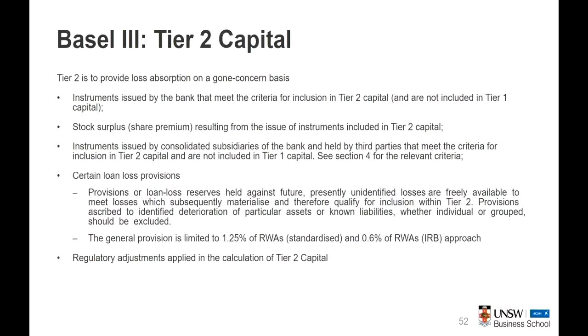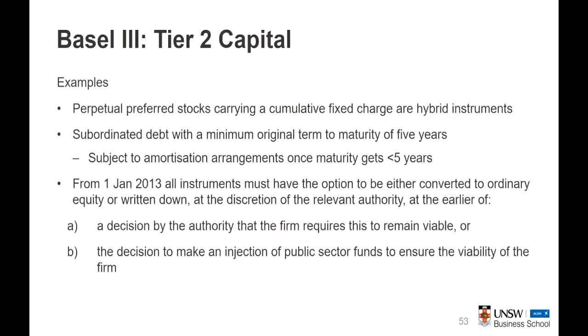So tier 2 is the loss absorption on a going concern basis. And it does include some loan loss provisions. Plus, we also made some of the adjustments to tier 2 capital. So what are some of the examples of tier 2 capital instruments? Perpetual preferred stocks carrying a cumulative fixed charge, and that are hybrid instruments. And if you have subordinated debt with the original maturity of at least 5 years.